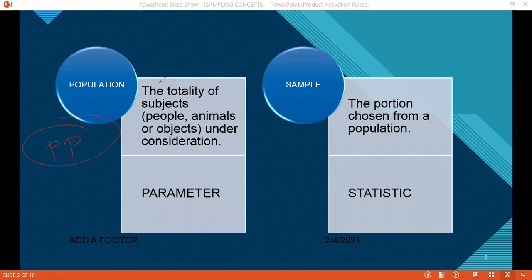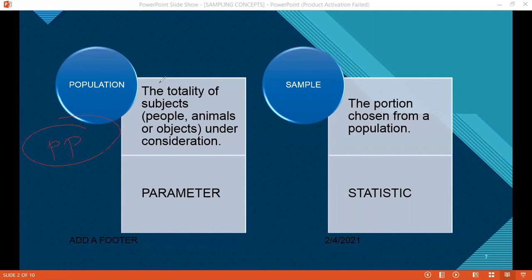The next word is the sample. Sample is the portion chosen from the population. So if you have the population, you will get a sample from that population. So, kasi pasabot atin niya, what does it mean? Say your population is the people living in Mindanao. Next, your sample would be mga female living in Mindanao. That's the sample.